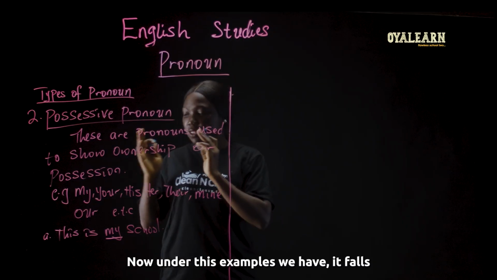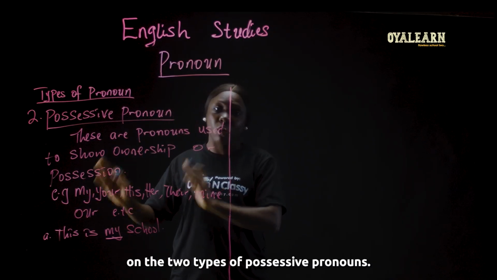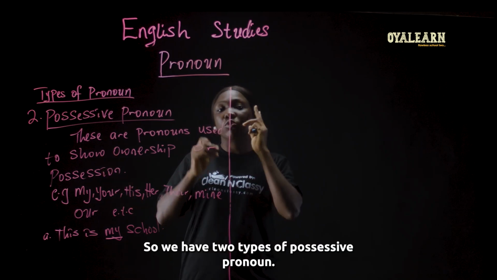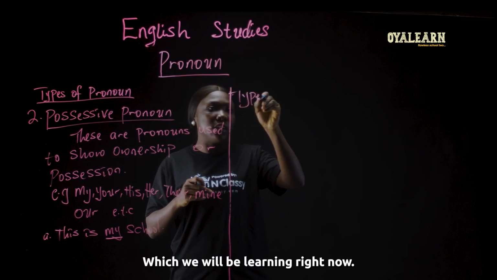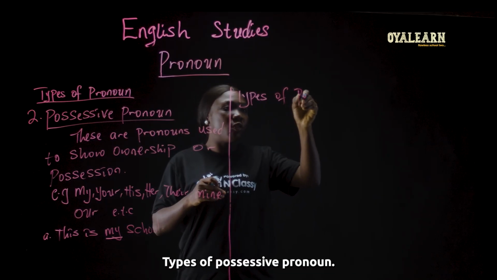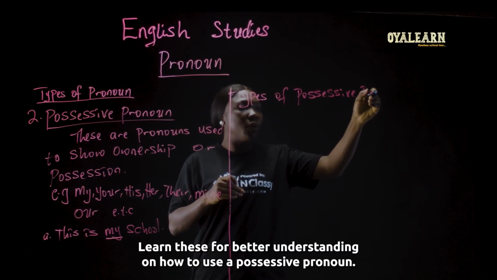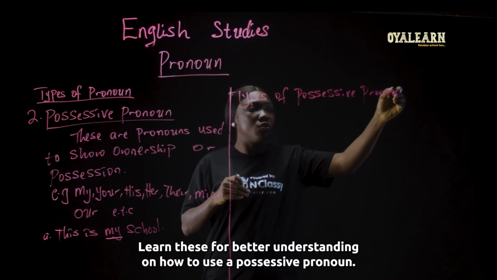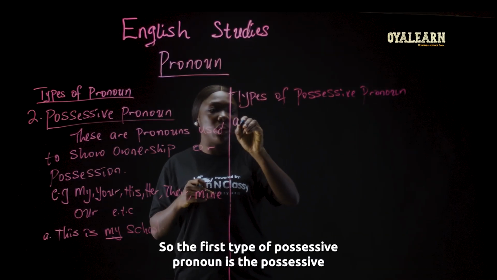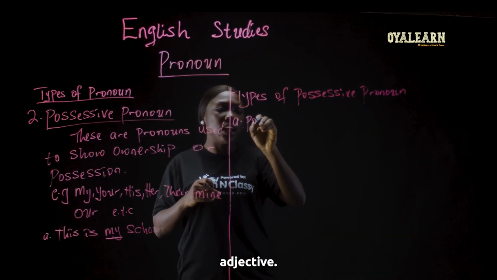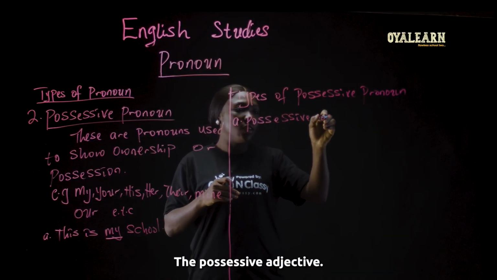Now, these examples fall under two types of possessive pronoun, which we'll be learning right now. Types of possessive pronoun. We'll learn this for a better understanding of how to use a possessive pronoun. The first type of possessive pronoun is the possessive adjective.